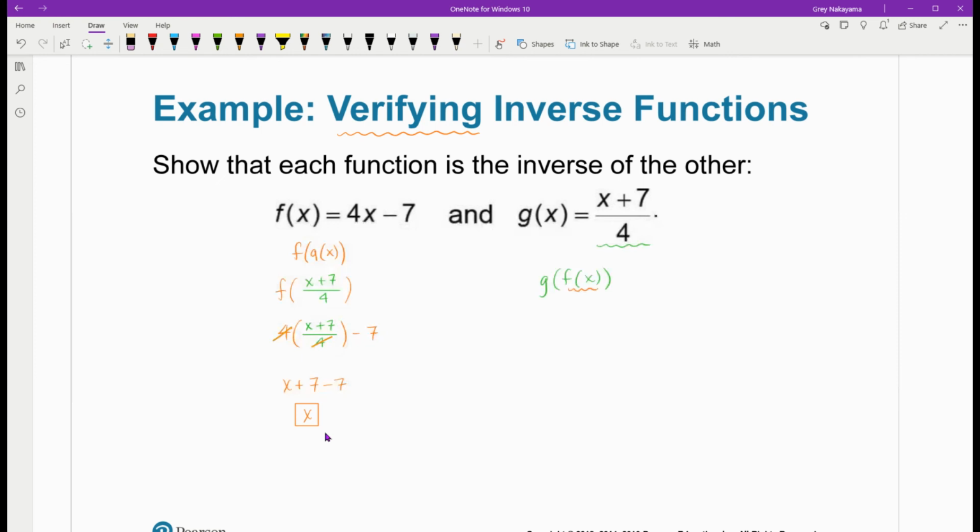All right, let's look at it the other way. g of f of x. What is f of x? Well, that's 4x minus 7. So this is going to be g of 4x minus 7. And then I'm going to plug in. What does g say? g says whatever you have in parentheses, add 7 to it, and then divide it by 4. So I'm going to carry down and put it in my parentheses. And when I simplify here, this minus 7 and that plus 7 go away, and I want to see the next step, which is 4x over 4, which simplifies to x.